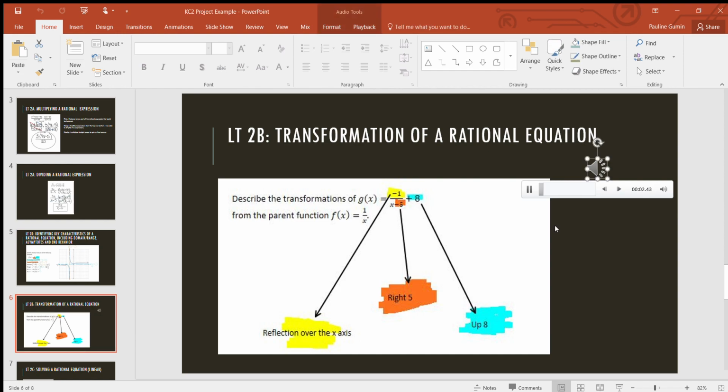First, I looked at the top of g of x. On the top of that fraction, I saw a -1. -1 tells us we are reflecting over the x-axis. Next, I looked on the bottom of the fraction. On the bottom, I have an x minus 5. When I have a -5, that is a transformation to the right 5. Lastly, I looked outside of the fraction and I had a +8. That told us we are going to move up 8 units.